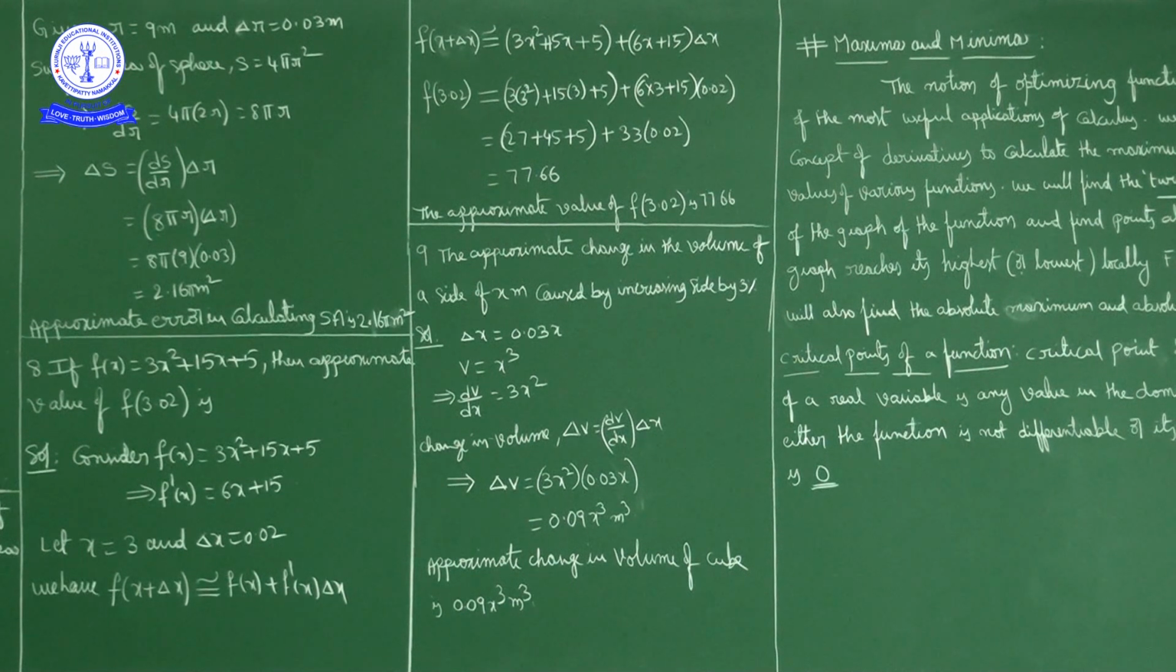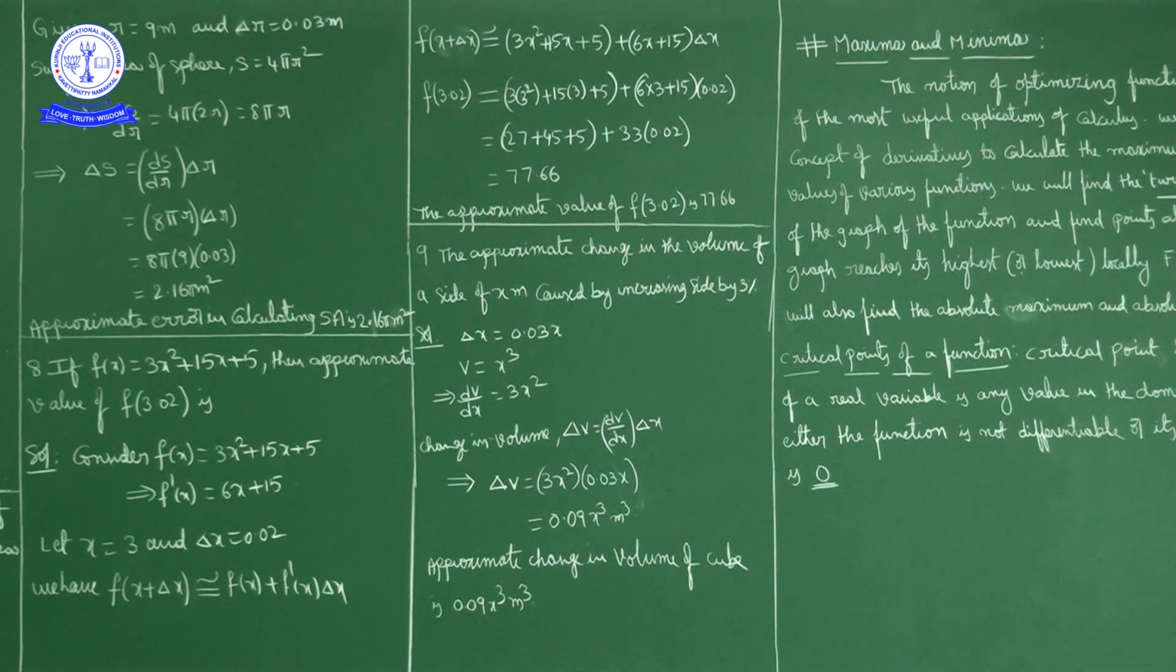Okay. Next question, question number 8. If f of x is equal to 3x square plus 15x plus 5, then find the approximate value of f of 3.02. The 8th and 9th are actually MCQ questions, but I am explaining here without options. f of x is given as 3x square plus 15x plus 5. Then find the approximate value of f of 3.02.